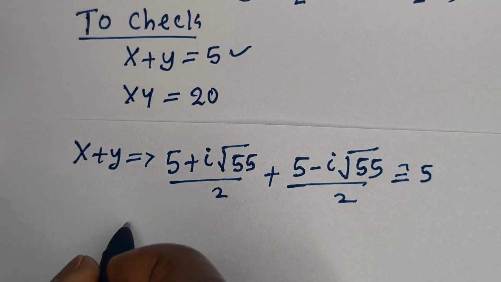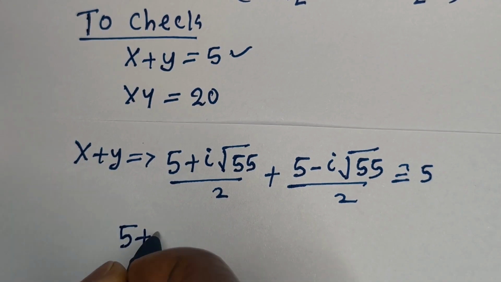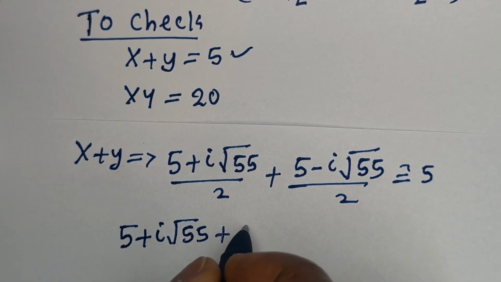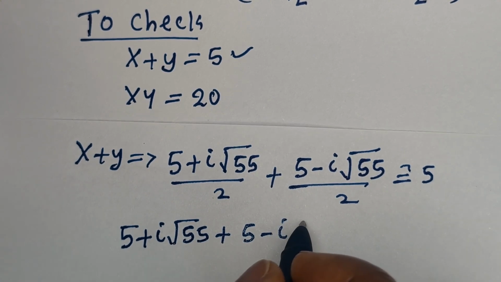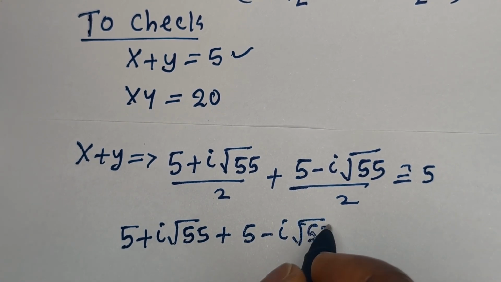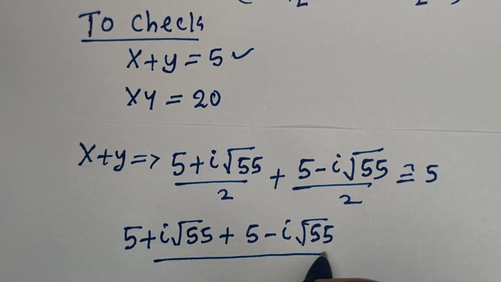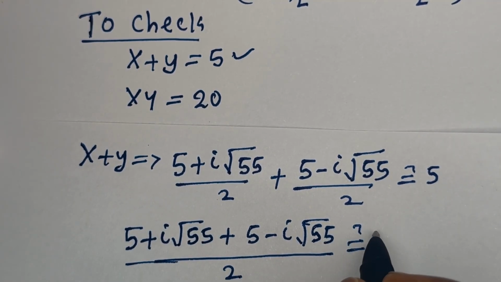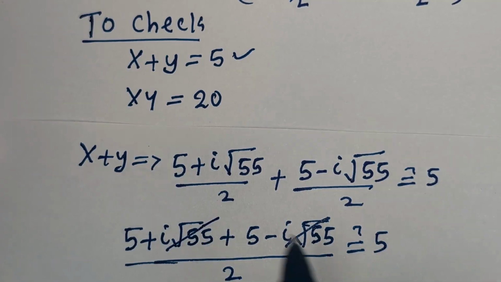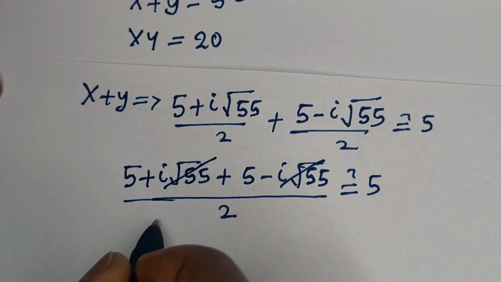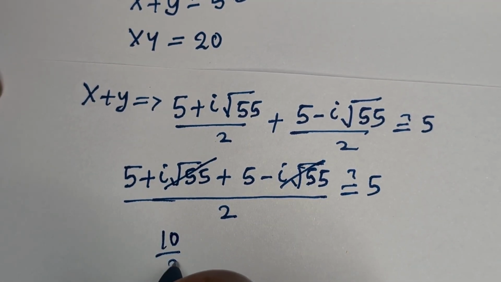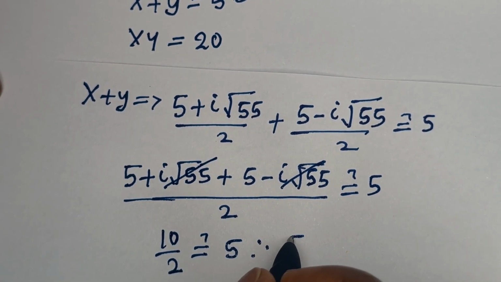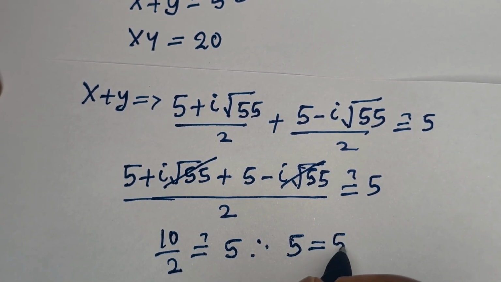The LCM here is 2. We have 5 plus i square root of 55 plus 5 minus i square root of 55 over 2 must be equal to 5. This cancels this. Then we have 5 plus 5, this is 10 over 2 must be equal to 5. Therefore, 5 is equal to 5, which is true.